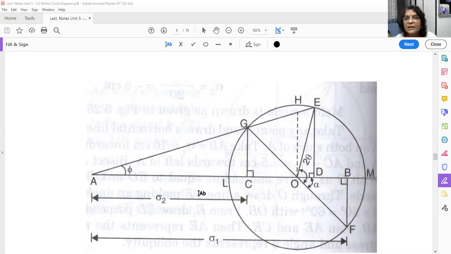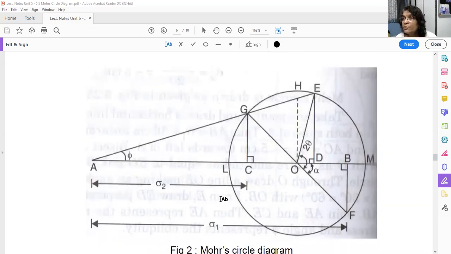Okay, now what is the proof? We have to prove it mathematically now. Why is AD sigma n only? And why is ED sigma t, that is shear stress only?